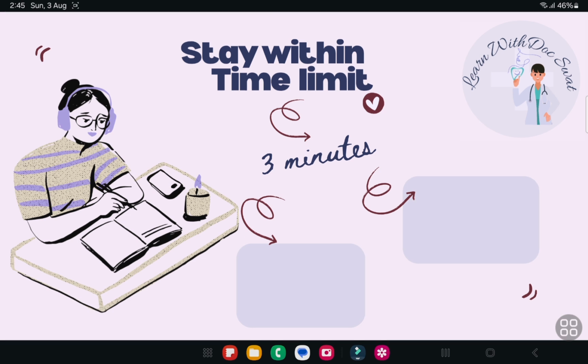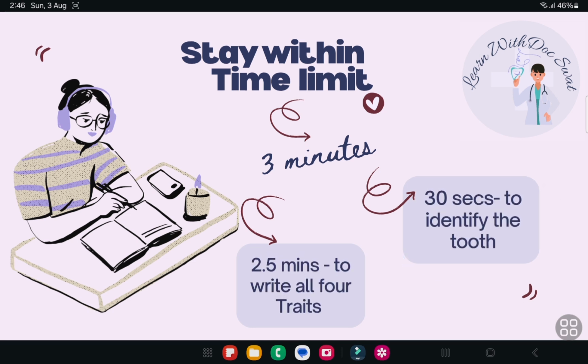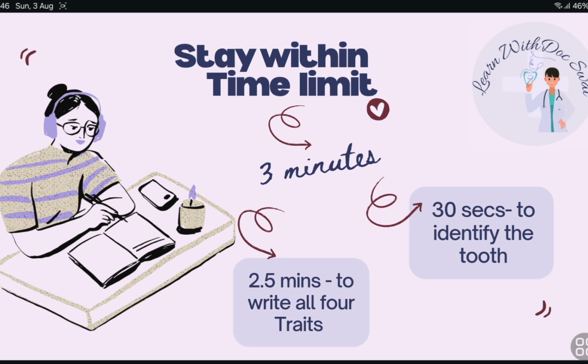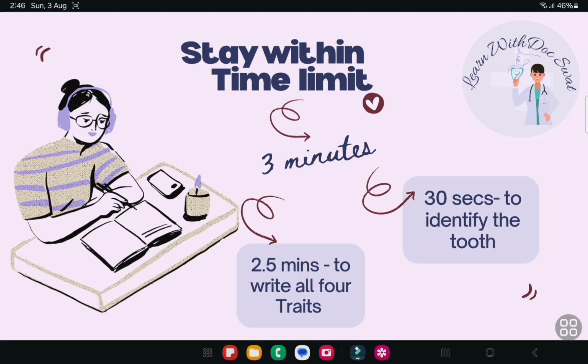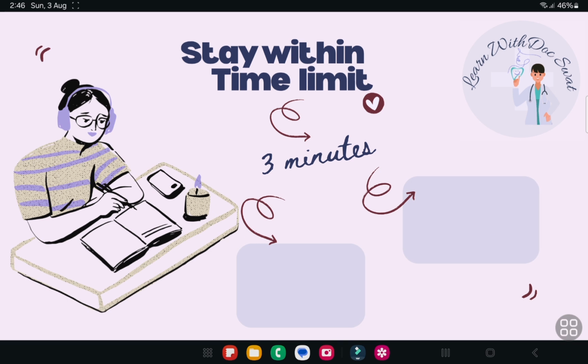I divided the 3 minutes into 30 seconds and 2.5 minutes. 30 seconds to identify the tooth confidently and 2.5 minutes to write all the trait categories clearly. Practicing this format helped me become faster and more confident in my answer.